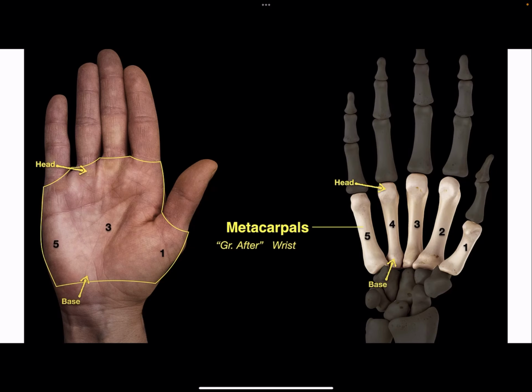All right, so just so we kind of know where we are, this is the metacarpal, how it would look with our hand with all our skin attached, and then the bones that are underneath. So more proximally is the base, more distally is the head.